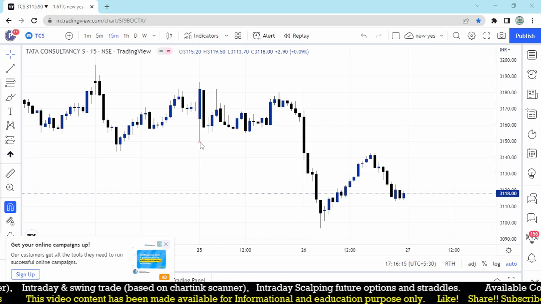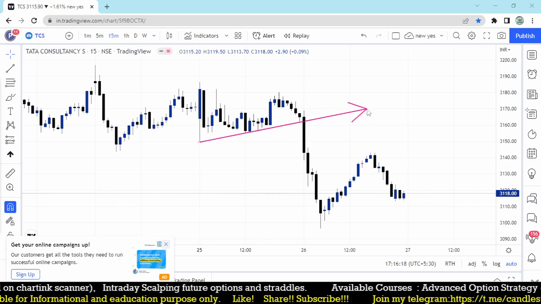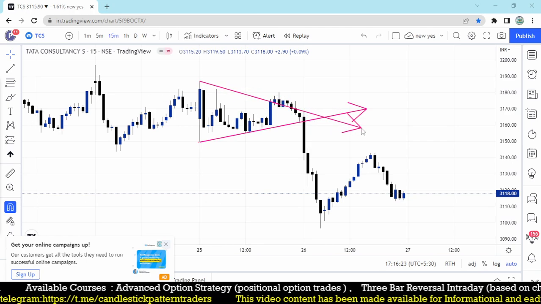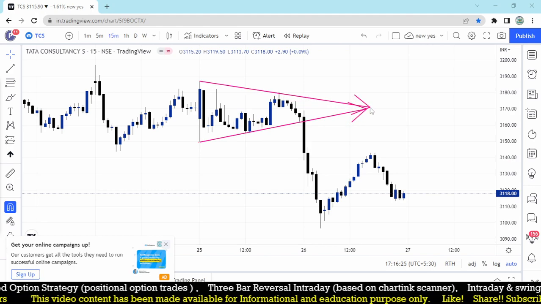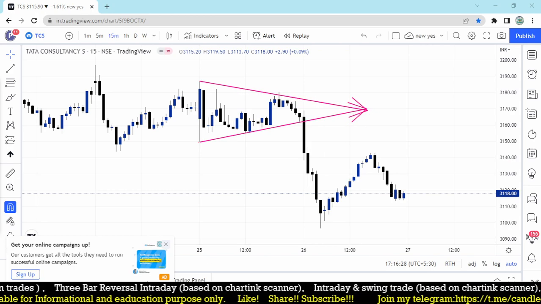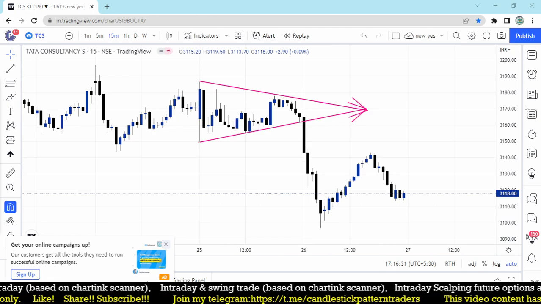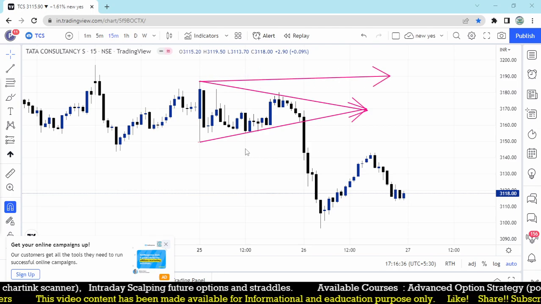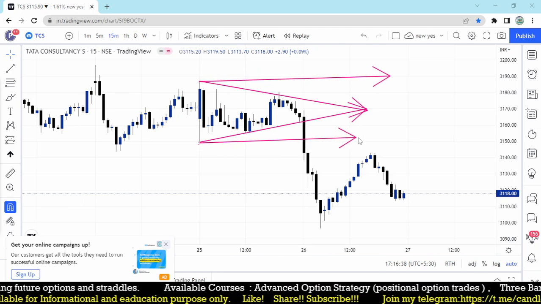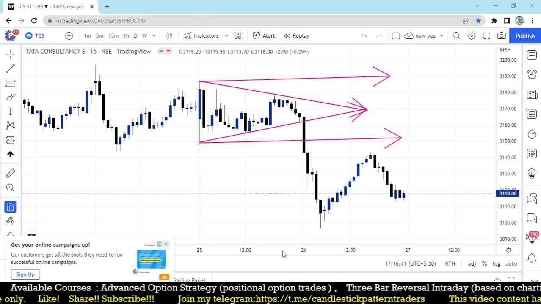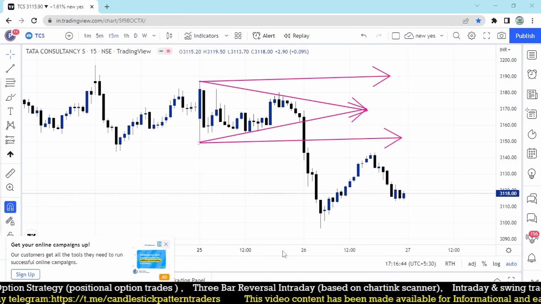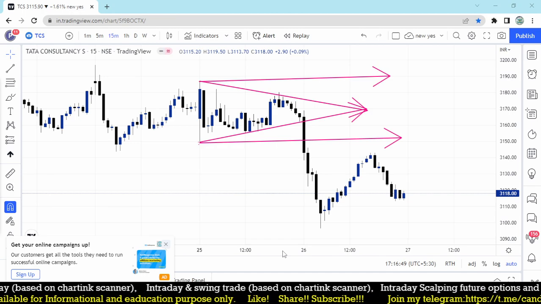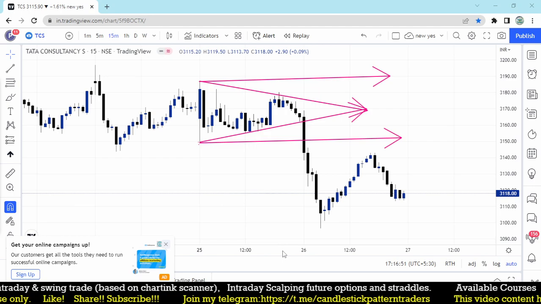From here it moves like this, and from the top it moves like this. Let's see, there is a greater than symbol. Can you see the greater than? And the price is very narrow. Can you find the greater than or equal? Like this, the symbol formed on TCS yesterday. This will help you find such a breakdown or breakout opportunity.